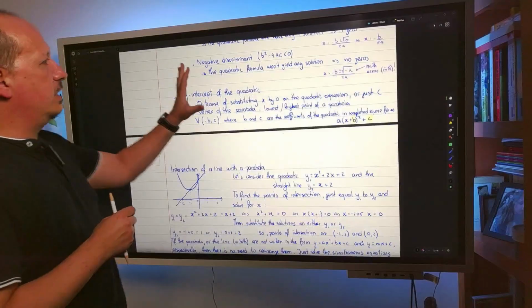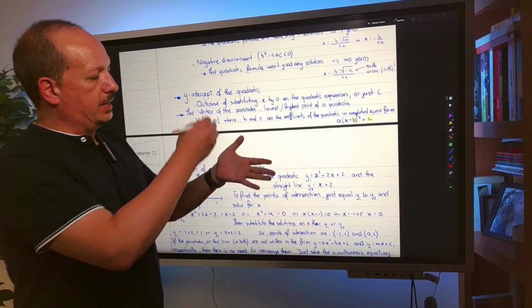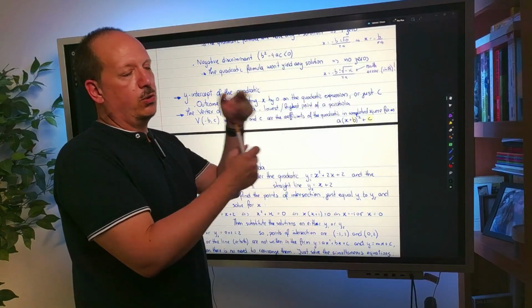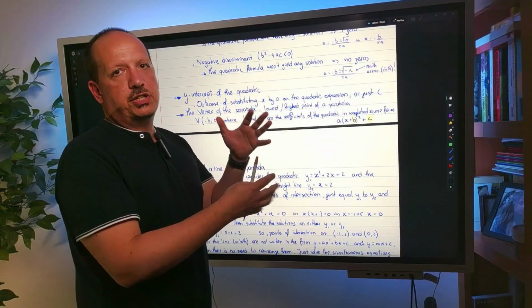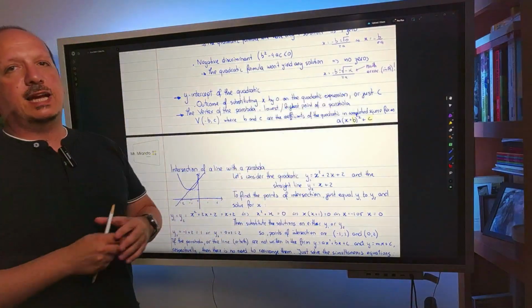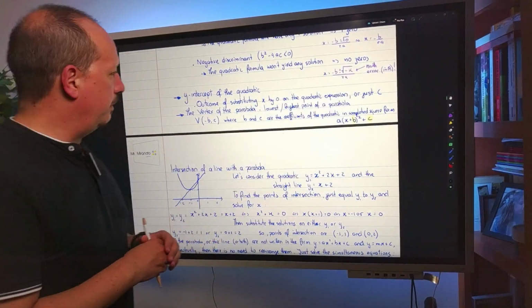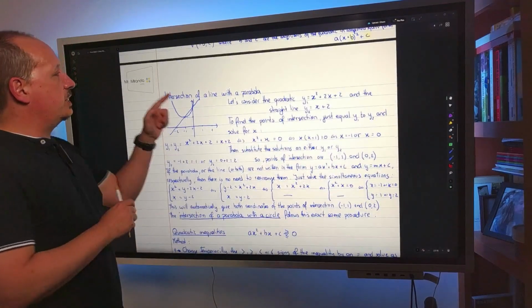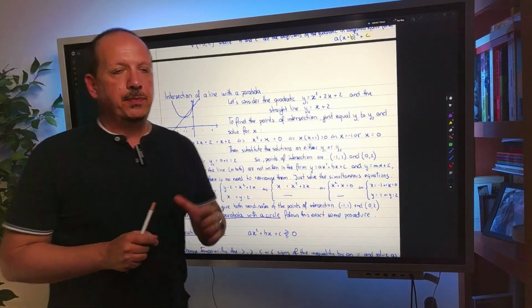So with all this information, you can plot the 4 points: the vertex, the x-intercept, the y-intercept. You know the orientation of the parabola. You have enough information to make a very good sketch, almost a drawing of the parabola. What can we say about the intersection of a line with a parabola?